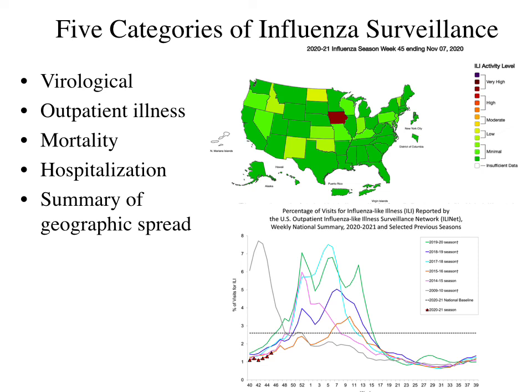There are 5 categories of influenza surveillance that occurs in the U.S. The first is virological surveillance. There are laboratories located around the world and throughout the United States that participate in virologic surveillance for influenza. A key part of this surveillance is the surveillance that's done for novel influenza A viruses.